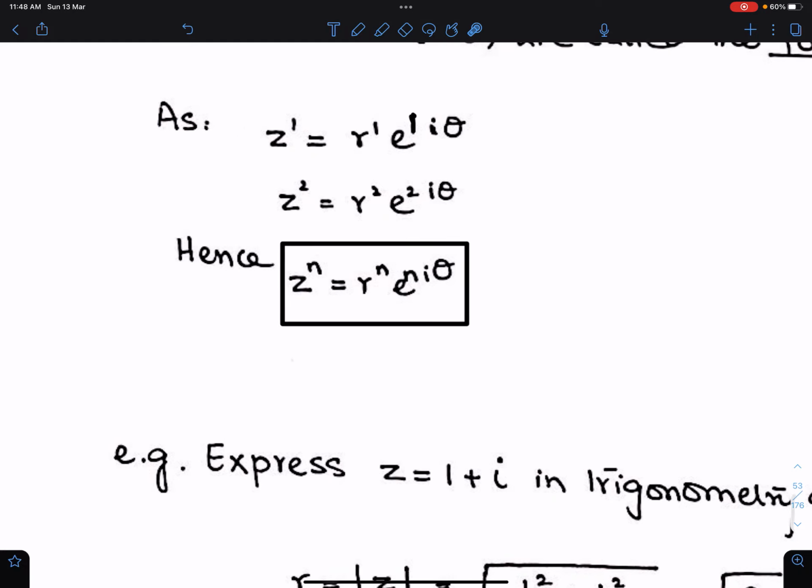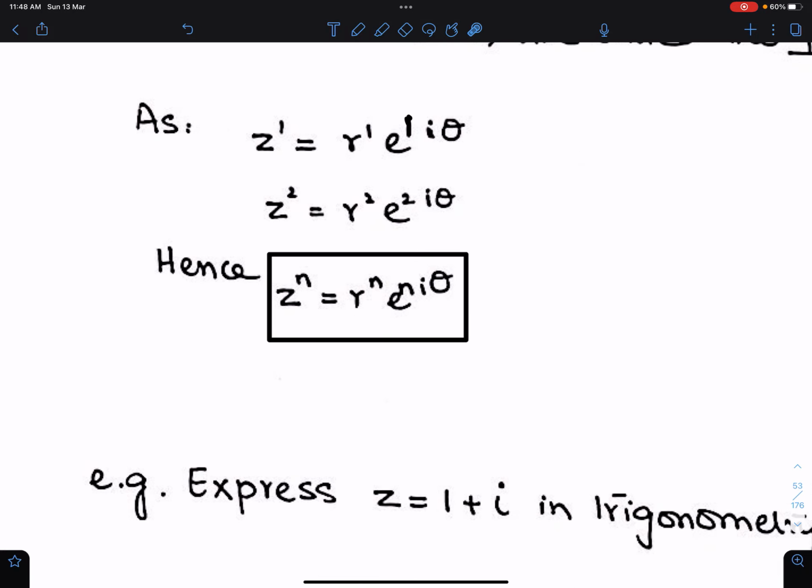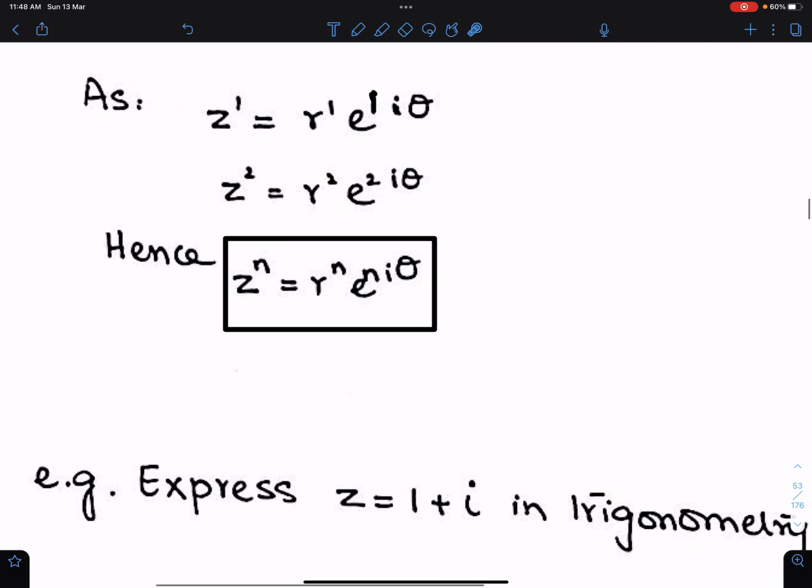We can also write exponential polar form for different powers of z. For z power 1, the form is r power 1 e power 1 I theta. For z power 2, the form is r square and e power 2 I theta. This 2 will come here and here. In general, z power n is r power n e power n I theta.